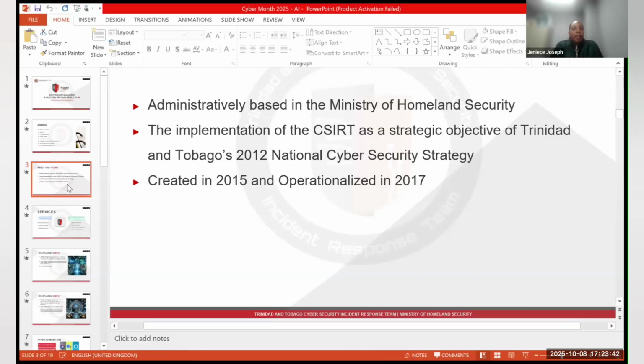society, right? And we are seen as one of the more mature states, I would say, in the English speaking Caribbean as well. And we are administratively based under the Ministry of Homeland Security. It was formerly known as the Ministry of National Security. I know some of the citizens on the call would know it as Ministry of National Security.